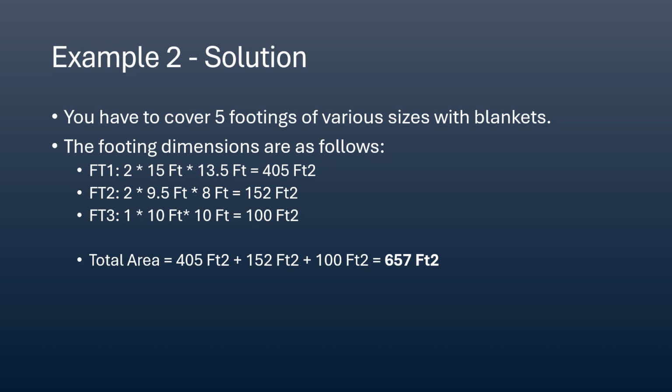Footing number 3, multiply by 1 is the technical thing to do. You really don't have to. It'll give you the same answer. Times 10 feet long times 10 feet wide equals 100 feet squared. And so once you've got all those consistent square footages that are in consistent units, you can simply add them together. 405 plus 152 plus 100 equals 657 feet squared.